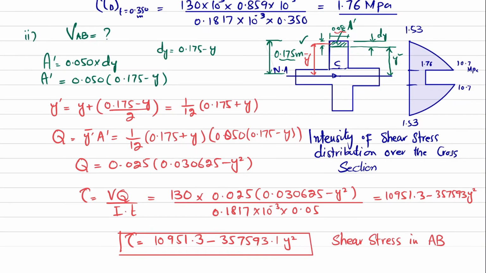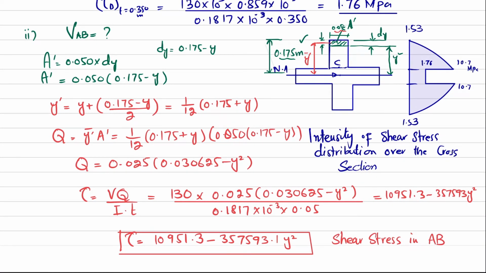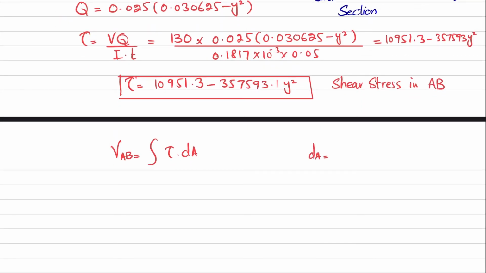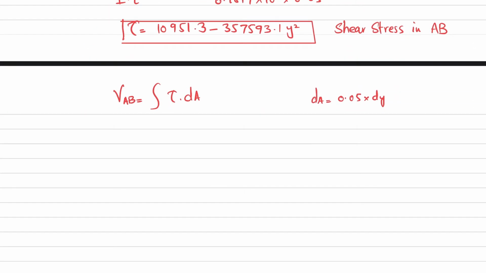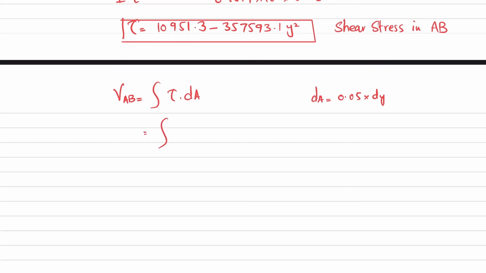And dA is given over here. This area dA is, this is A dash. So dA will be equal to 0.05 into dy. Clear? 0.05 into dy will give you dA, this small difference area which is shown over here. Okay, so put the values. Integral of tau dA is (10951.3 minus 357.593 y square) times 0.05 dy, and the limits will be 0.025 meter till 0.175 meter.